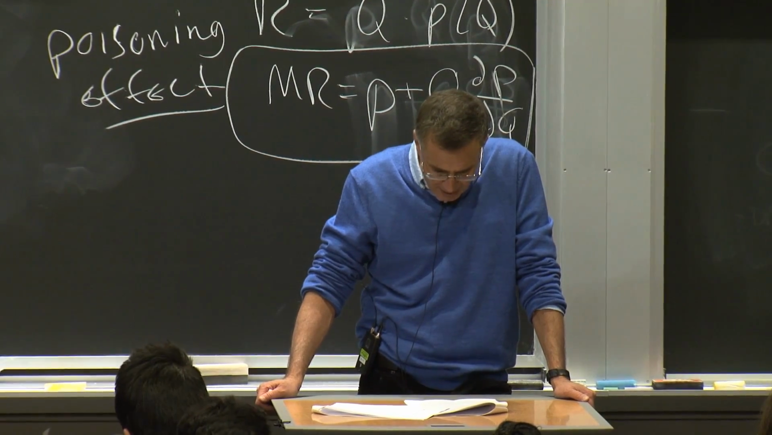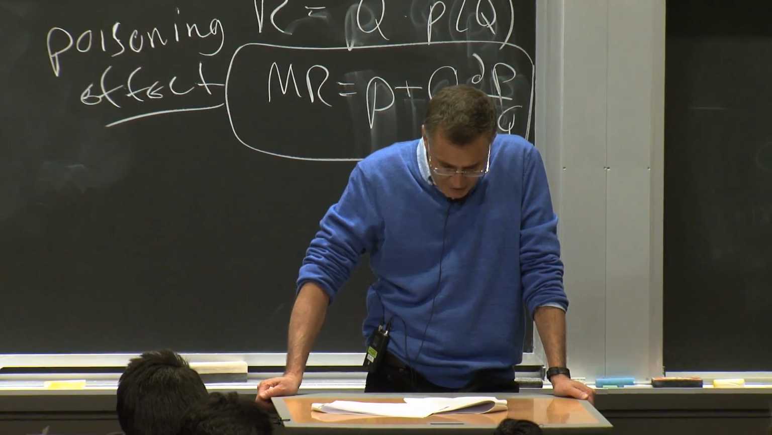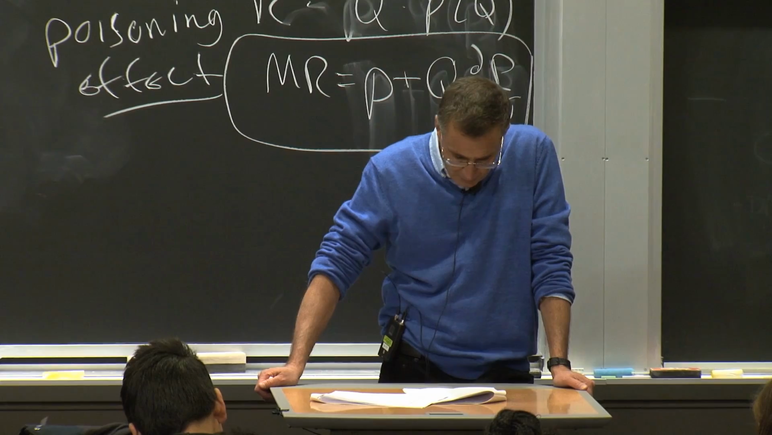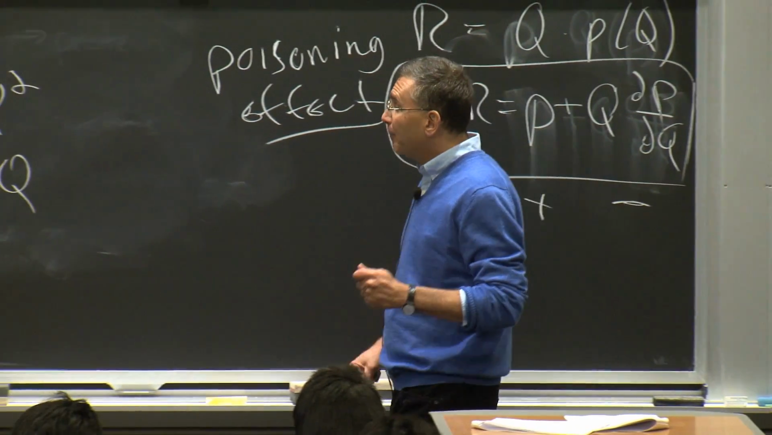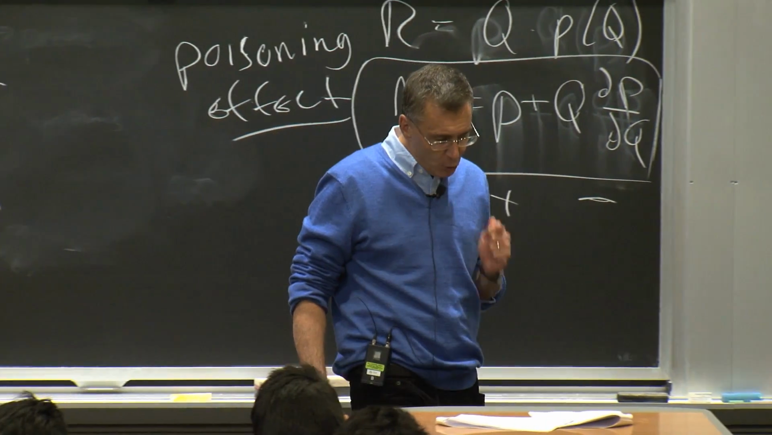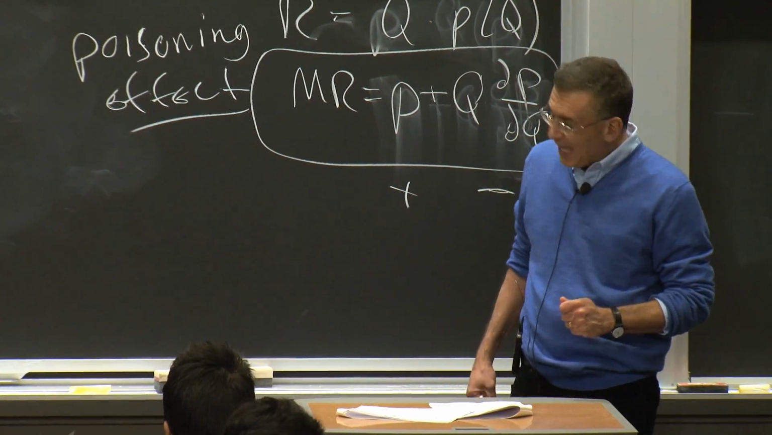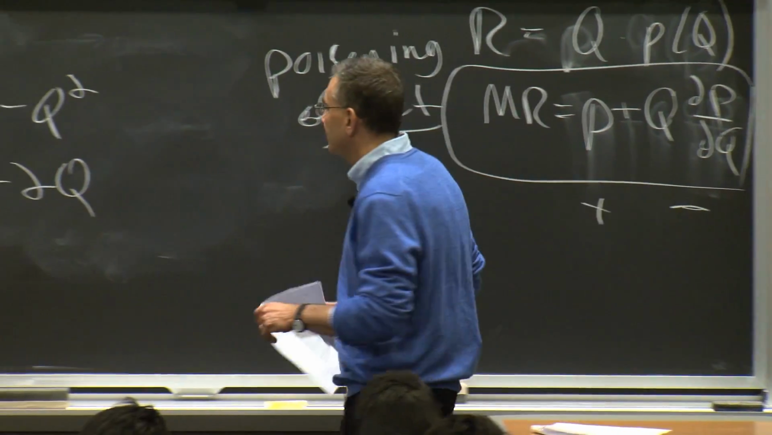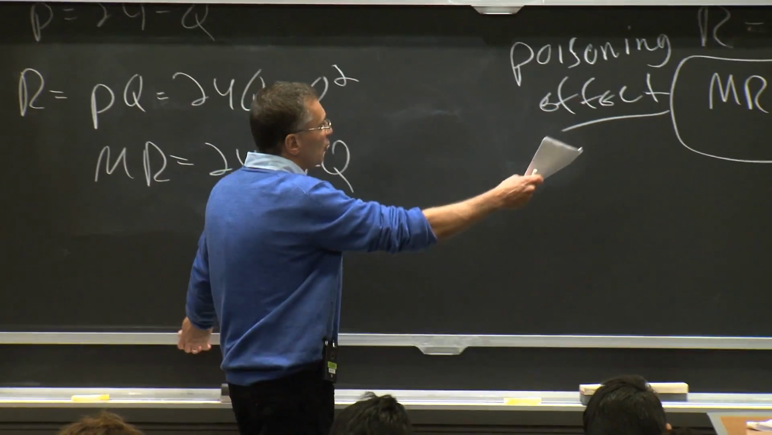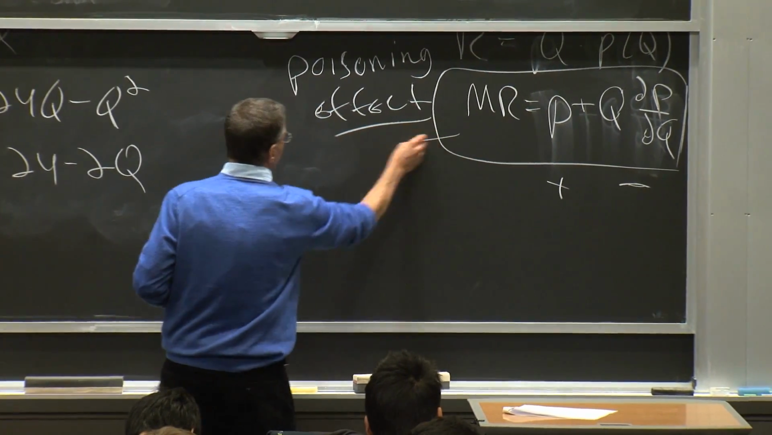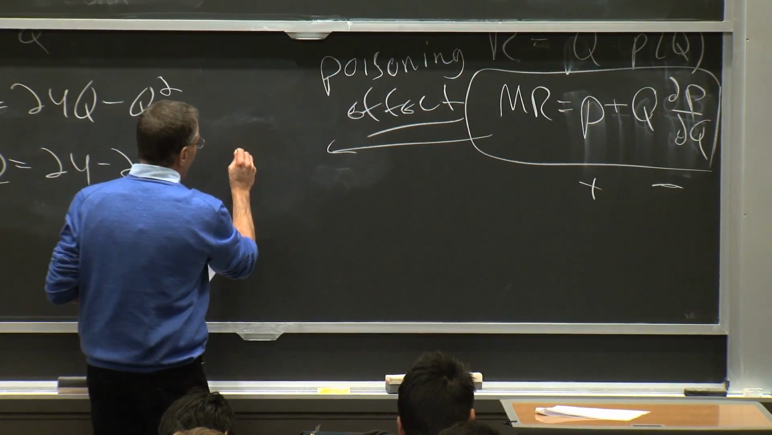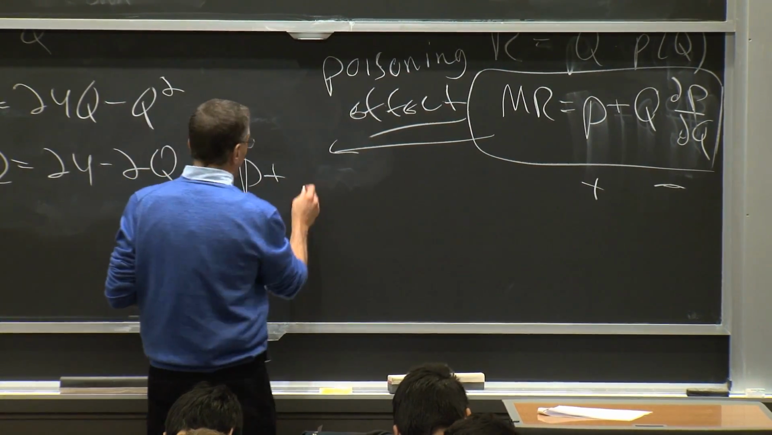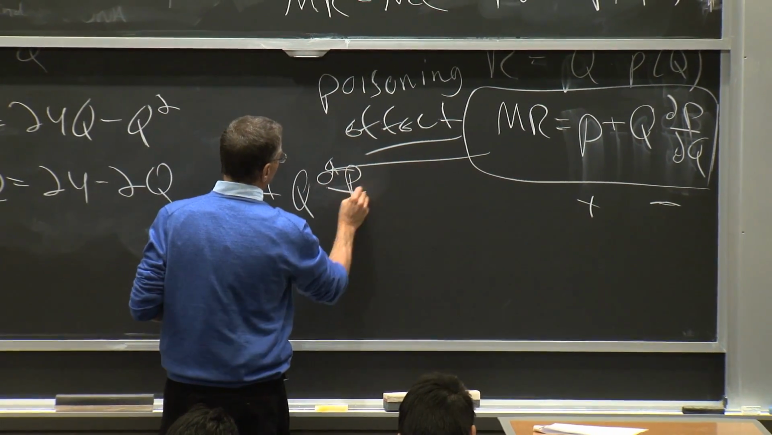The general structure is that the marginal revenue curve will be steeper than the demand curve. Now, note for a second the important relationship between marginal revenue and the elasticity of demand. So we're going to take this equation, which is marginal revenue is P plus Q times dP/dQ.